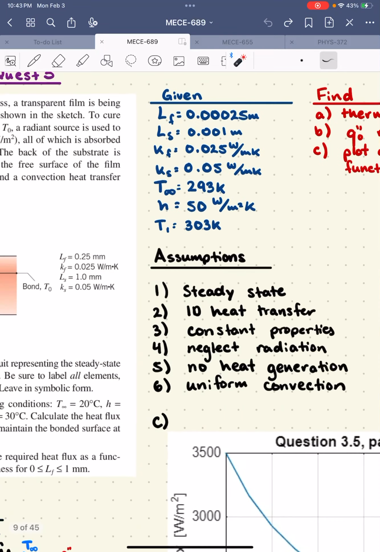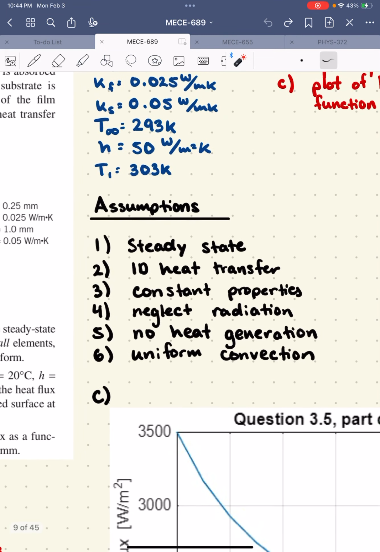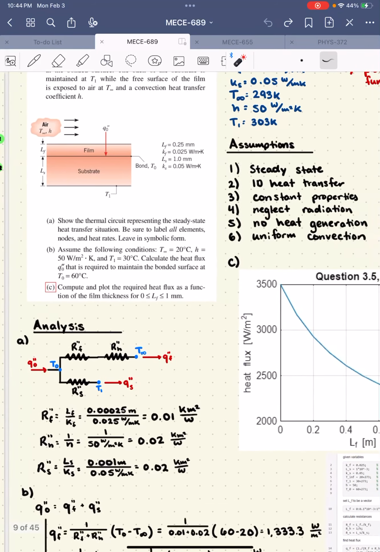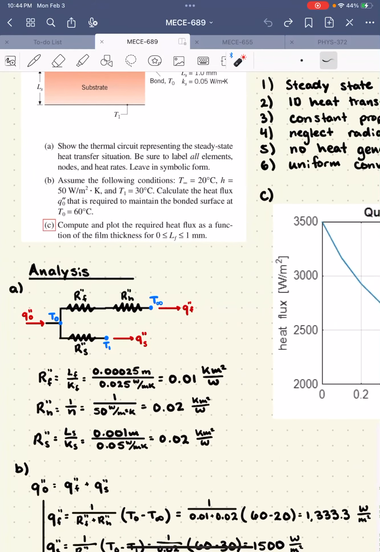Some of the assumptions that are important to this problem are that we are assuming steady state, 1D heat transfer, and constant properties. We're going to neglect radiation. We're going to assume no heat generation in the part, and also assume uniform convection over the top surface.